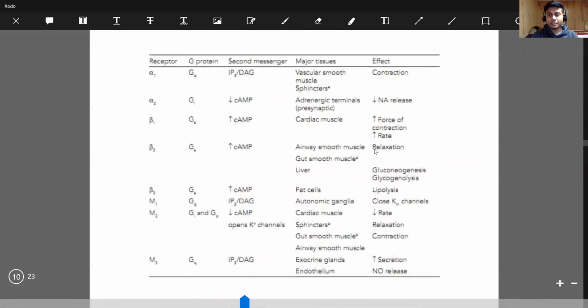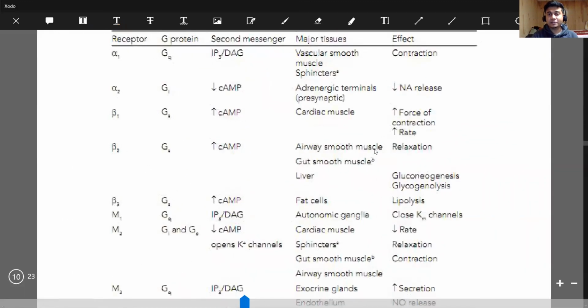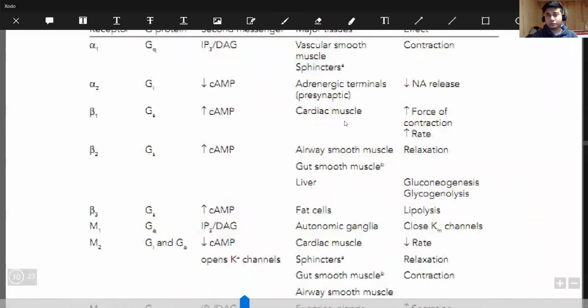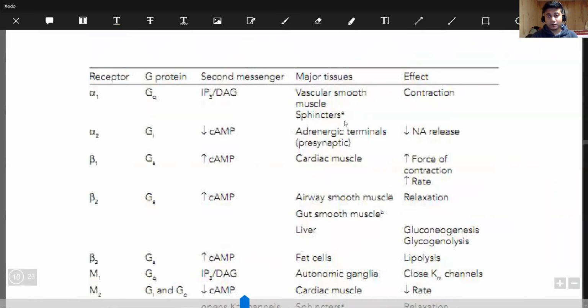So here's a list of how these autonomic receptors are divided according to their G protein activity, and the activities are given very briefly here. So don't worry, I'll send you these notes after this session. If you want to go over it again, you can.